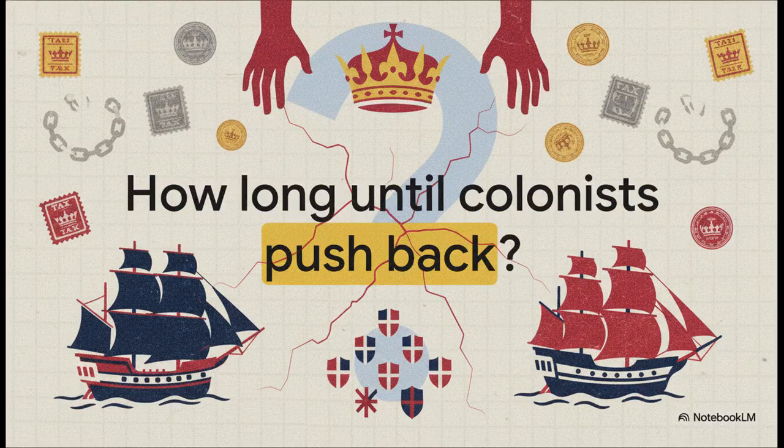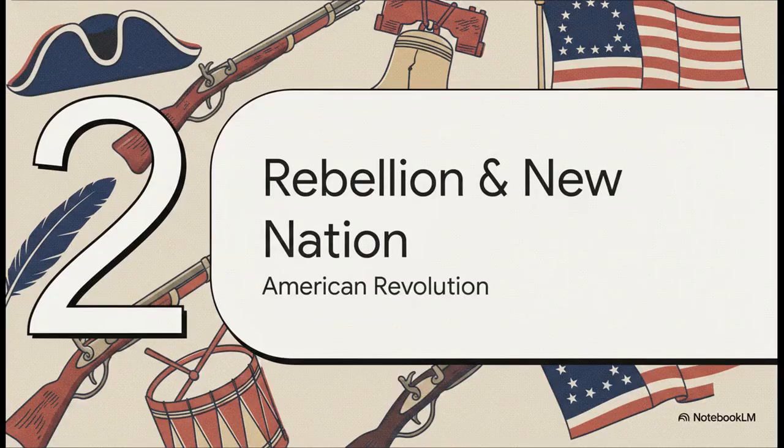Now, think about this setup. It creates a massive central tension. You've got 13 rapidly growing colonies, and they're basically operating under the heavy hand of a king who is an entire ocean away. So it really begs the question, how long could these colonists actually put up with British control and endless taxes before just snapping? Well, that brings us right to Chapter 2, Rebellion and a New Nation.